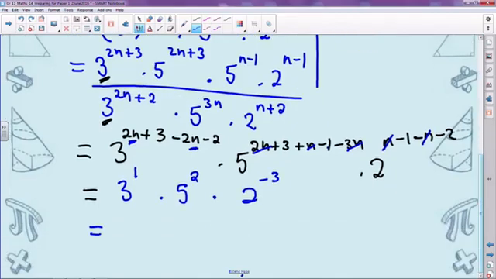Now, what we're left with is the 3 times 25 times 1 over 2 to 3, which gives us your 75. The 3 times 25, that's 75, all divided by 8. Well done to those of you who've got it right.